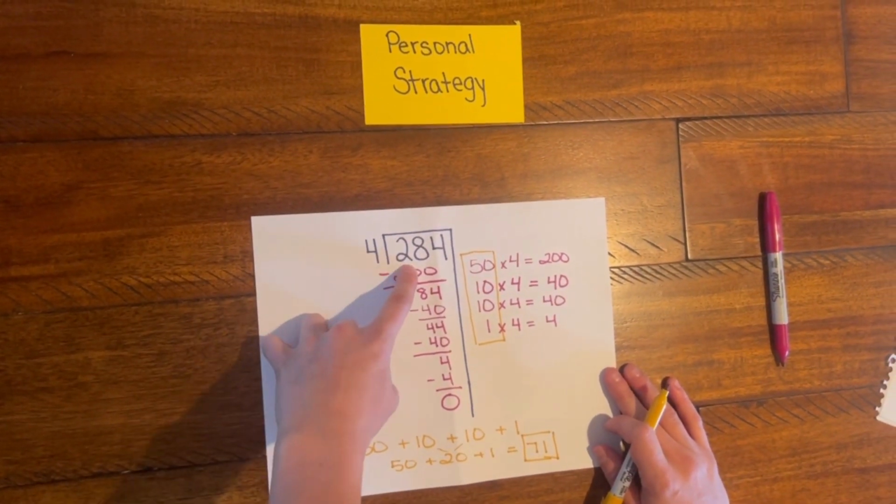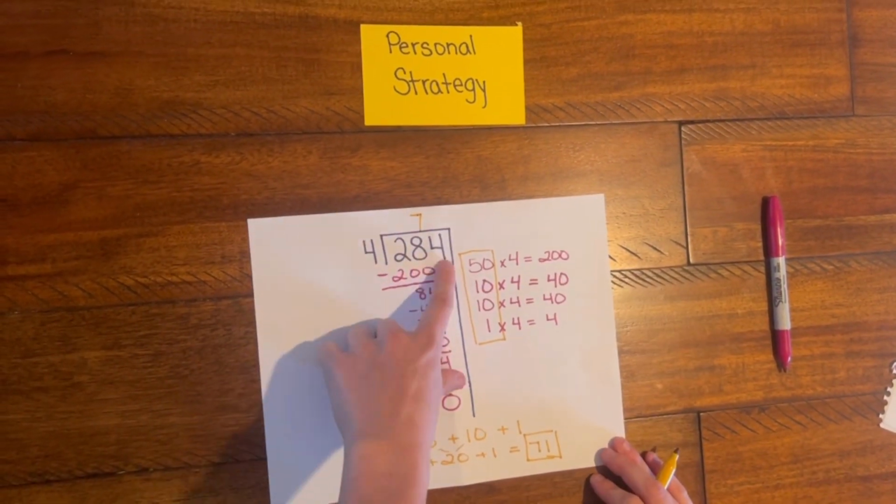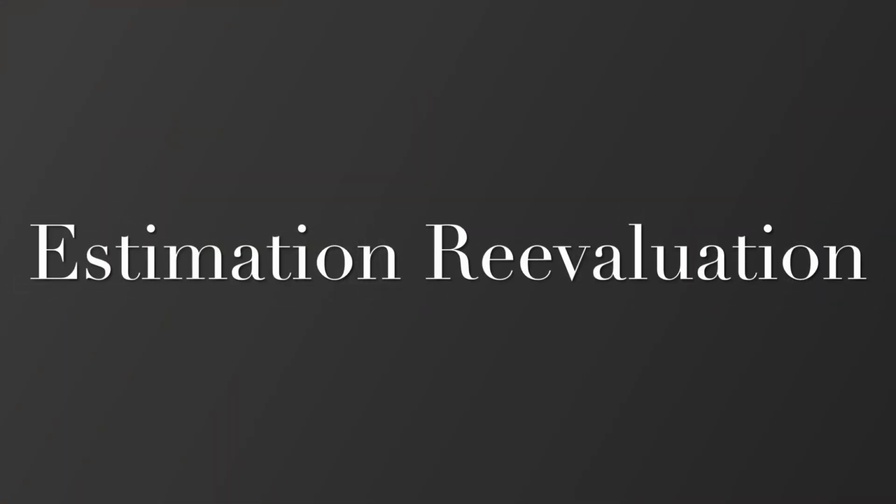I'm going to check that answer again. Can 4 go into 2? No. 4 goes into 28 7 times, and 4 goes into 4 once. My estimation reevaluation is that I was very close. I did round down, and so I expected that my number was going to be lower than what I had, but I was very close, as my initial estimation was 70 and my total was 71.